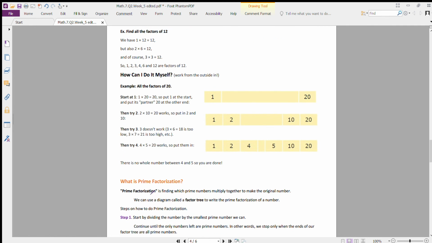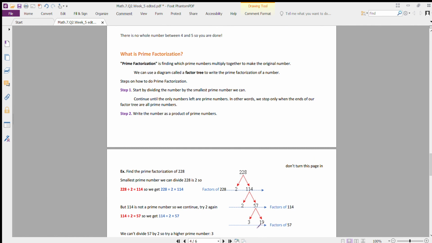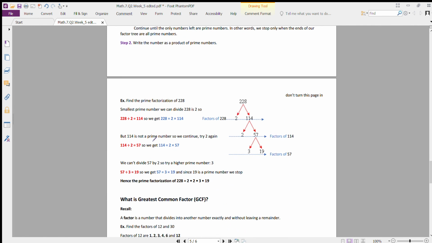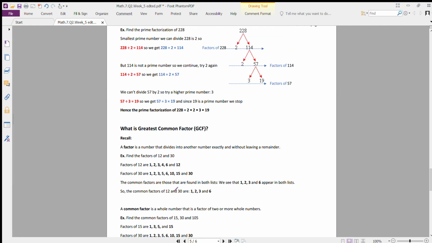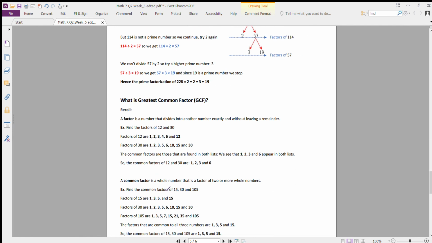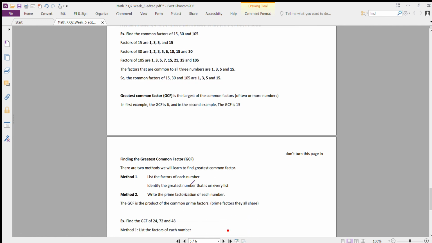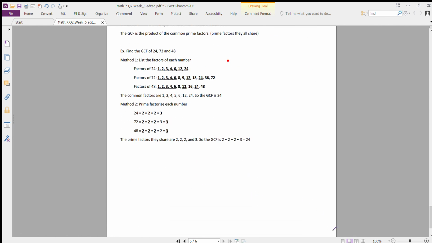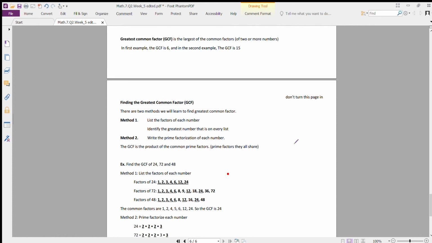Prime factorization is doing this, factor 3, and then GCF, greatest common factor, and that's it. Hopefully you guys are good with greatest common factor, and that's it for this video.